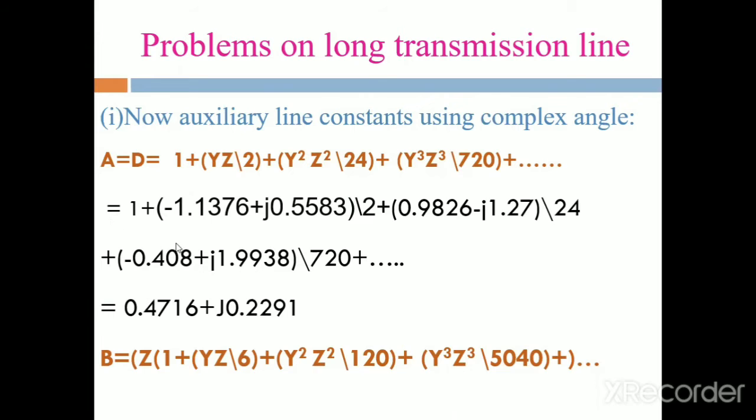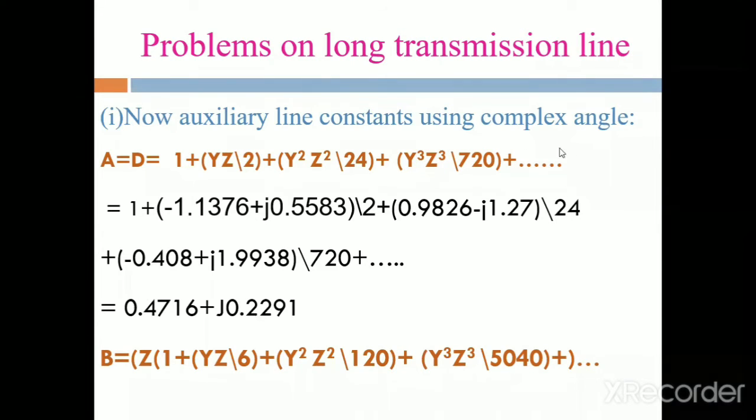Okay, in the case of the complex angle method, the value for A and D is equal to 0.4716 plus j 0.2291. Okay, this is the A value and also the D value in the case of the complex angle method. Okay, after that we calculate the B.